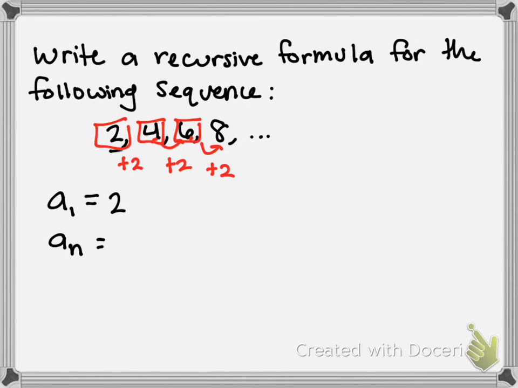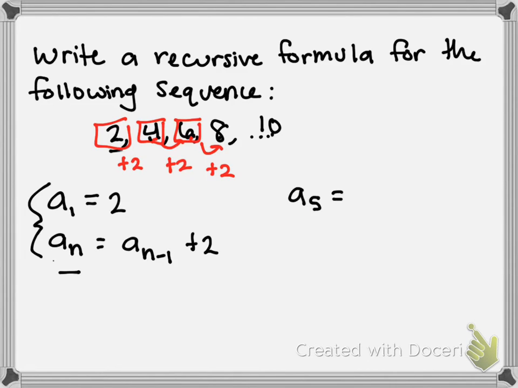How do I get from 6 to 8? I add 2. So to write this out as a formula, the value of the nth term is the value of the previous term, and I'm going to add 2, right? So my next term, if I continue adding 2, should be 10, right? That would be my 1, 2, 3, 4, fifth term. Let's see if that works.